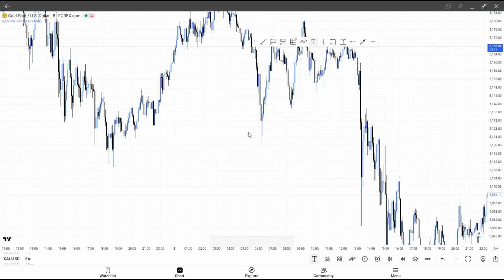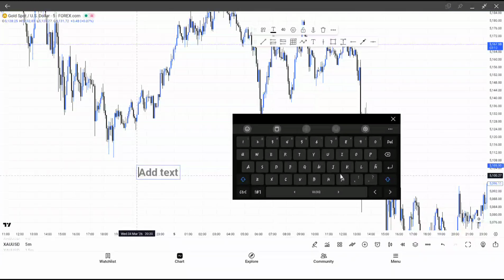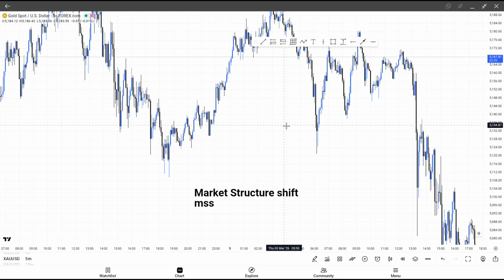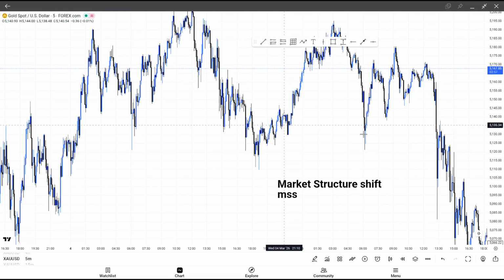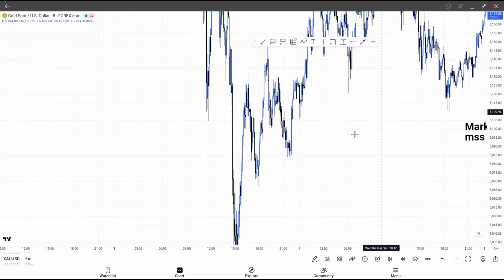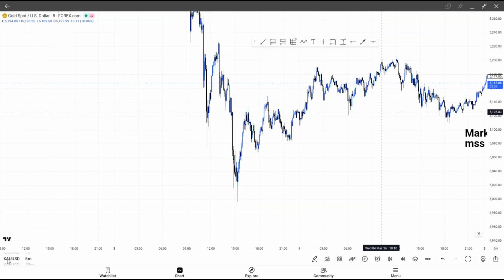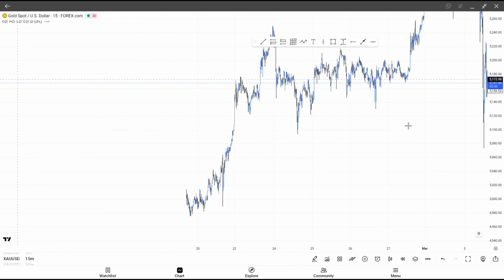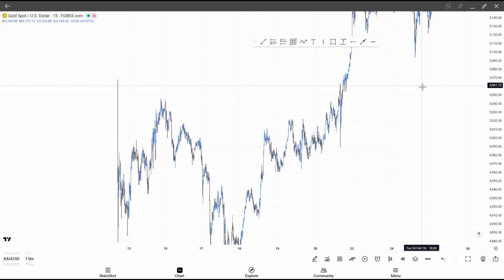Let me write it for you: market structure shift. For abbreviation, it used to be written like this: market structure shift. So the market structure shift is an indication that the market is about to change direction to the opposite side. I don't know if you are getting the point I'm talking about.